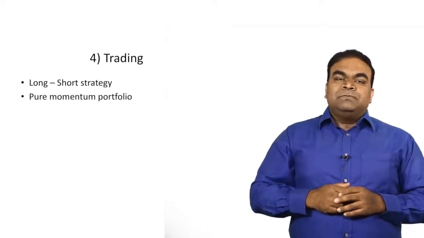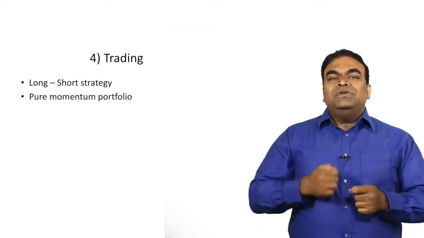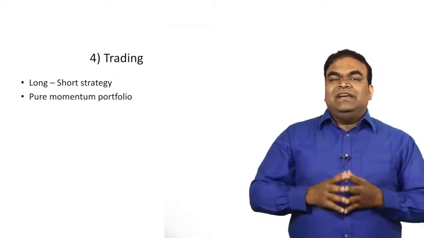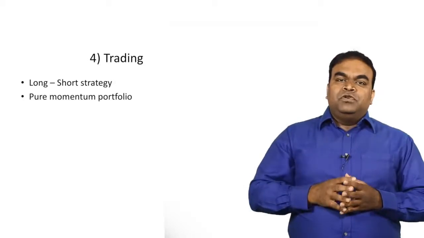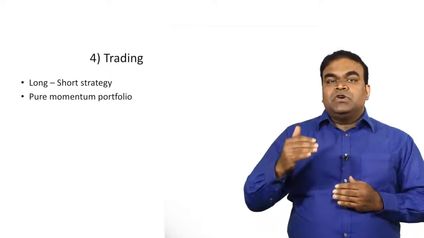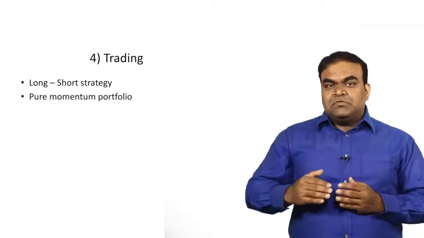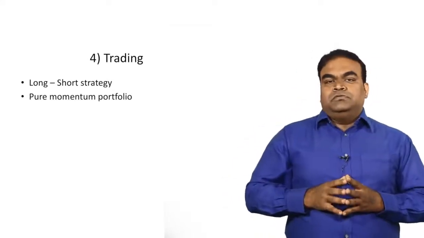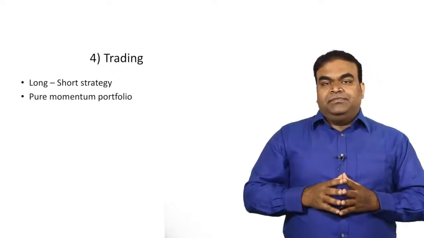Now we go to step 4. Now that we have created the winning and losing portfolio, how do you trade them? This brings us to the next step in the strategy, which is trading. As I have mentioned previously, you long the winner portfolio and short the loser portfolio. That is, you are longing stocks with the strongest momentum and shorting stocks with the lowest momentum. The portfolio so created is called a pure momentum portfolio. This is one way to trade. There is one more way to trade.